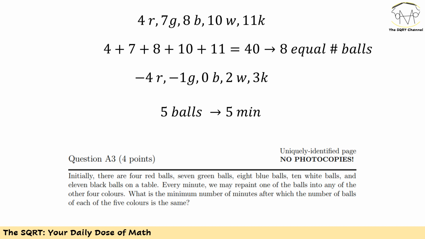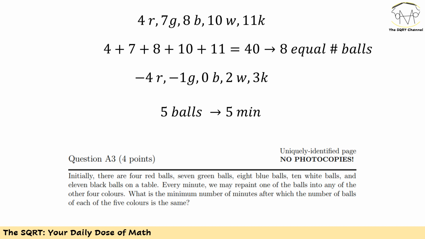Now I have 4 red, so I'm short 4 reds. I have 7 green, so I'm short 1 green. I have 8 blue, which is perfect. I have 10 white, which has 2 extra, and I have 11 blacks, which means I have 3 extra black balls. Now I need to select one of these balls, the ones that are obviously extra, because for short ones it doesn't make sense to paint them in a different color.